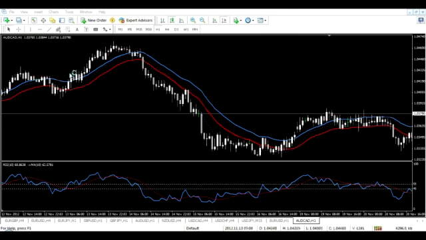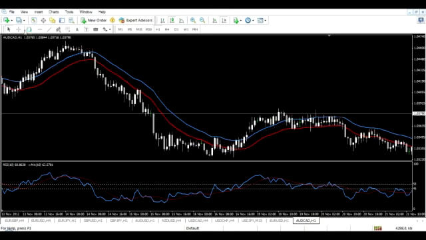So let's take a look at a buy trade. Here, there's a couple. We've got one here. We've got one here. Let's go with this one here. Got a buy trade. At this point, what we're doing is looking for a close above the 20 EMA of the highs. We get that right here.